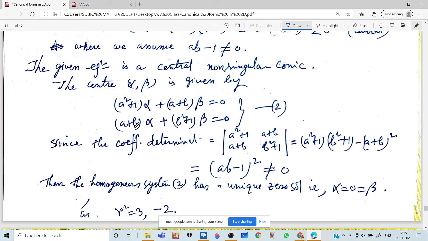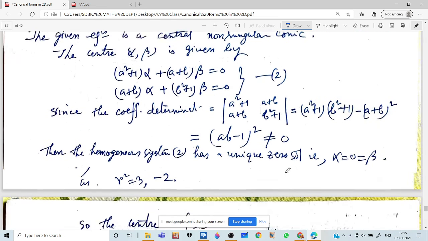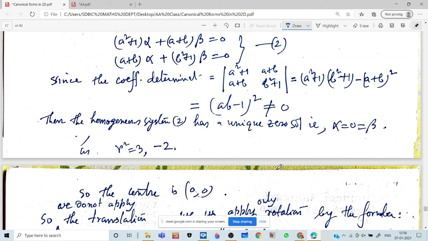And since this is a linear homogeneous system, with coefficient determinant (a square plus 1, ab; ab, b square plus 1) not equal to 0, this homogeneous system has a unique solution, the zero solution. It is a homogeneous system because the right hand side is 0. So the only solution is the zero solution, that is alpha must be 0 and beta must be 0.